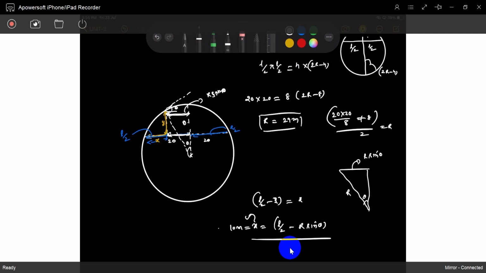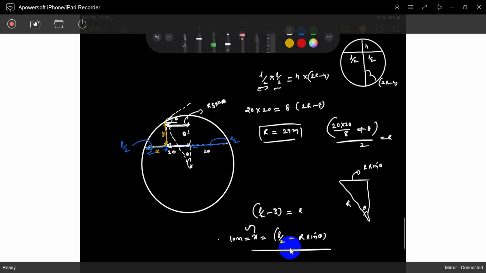First you have to find L by 2, which we already know. So x is L by 2 minus r sin theta. It is not r minus r cos theta, because previously it was semicircular. Now it is segmental, so the total distance from joint A to joint C is not r, it is L by 2.